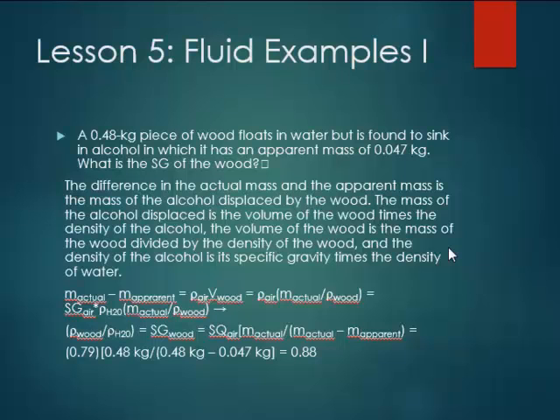So we can manipulate this equation and see that rho wood over rho H2O equals the specific gravity of the wood. Plugging in what we have from above, we get our relationship for the final answer, the specific gravity of the wood, which is the specific gravity of the alcohol times M actual over M actual minus M apparent, or 0.79 times 0.48 kilograms divided by 0.48 minus 0.047, which equals 0.88.